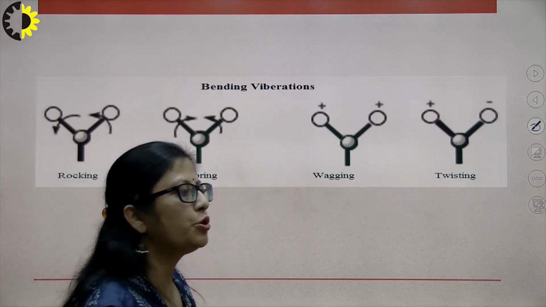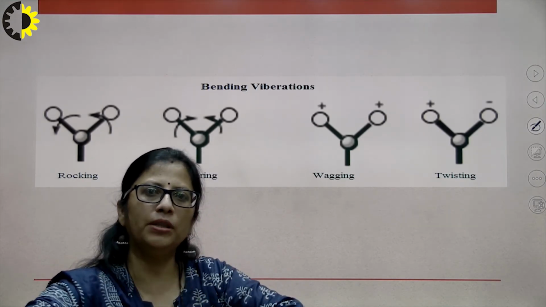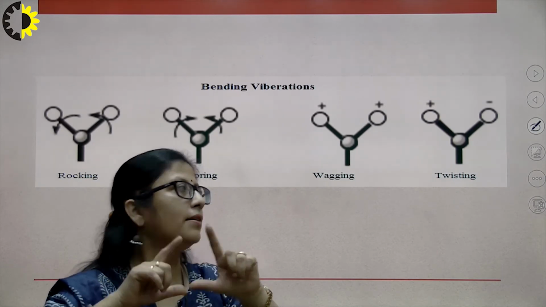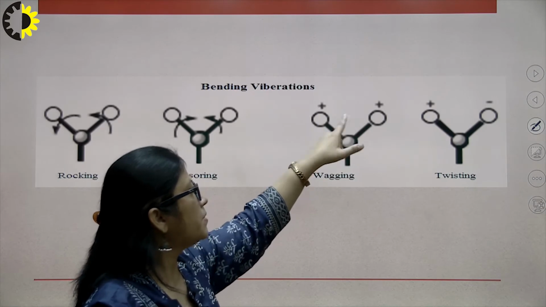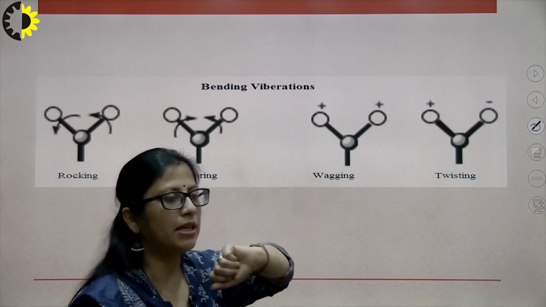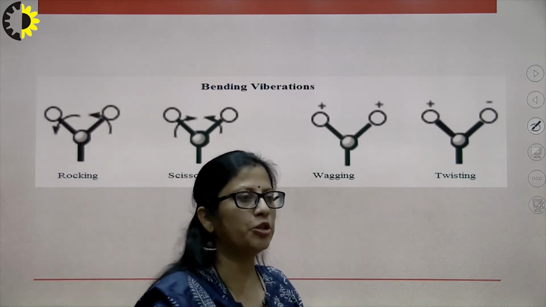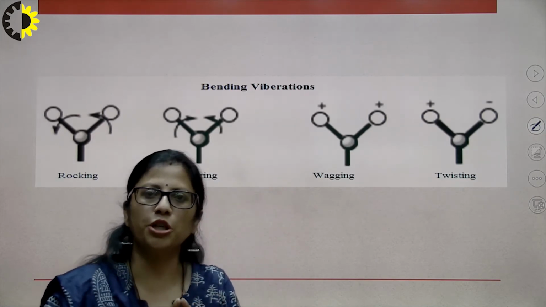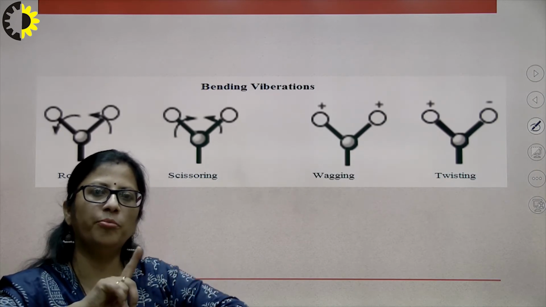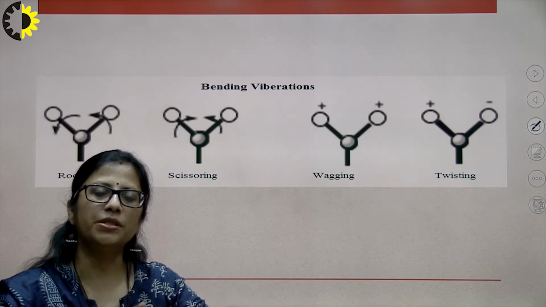Wagging is when the two atoms joined to the central atom move above and below the plane simultaneously, at the same time. So, when the two atoms joined to the central atom are moving above the plane or below the plane at the same time, then the vibration is said to be wagging. And twisting vibrations are such that when one of the two atoms joined to the central atom moves above the plane, the other moves below the plane. Such vibrations are called twisting vibrations.